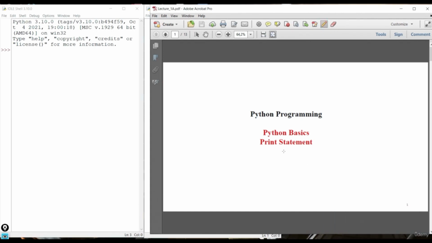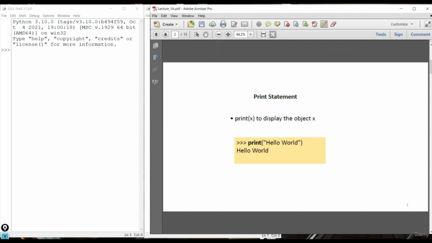In this lecture, I will explain the print statement used in Python programming. The print statement is used by just typing print and supplying an argument for the print command. Here X is the display object. Here we see a simple example.